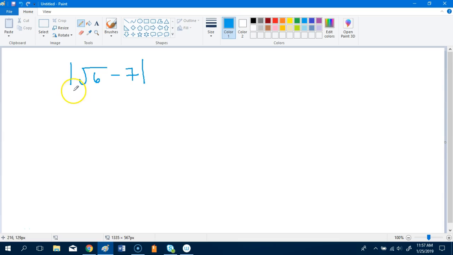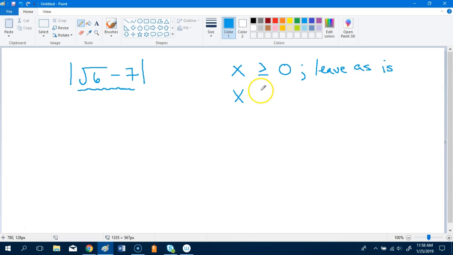In this question, we are trying to simplify the absolute value of the square root of 6 minus 7. The first thing you want to do when you have an expression that includes a radical inside absolute bars is to evaluate the expression. And we do that because if the expression is greater than or equal to 0, then we leave it as is. We just remove the absolute value bars.